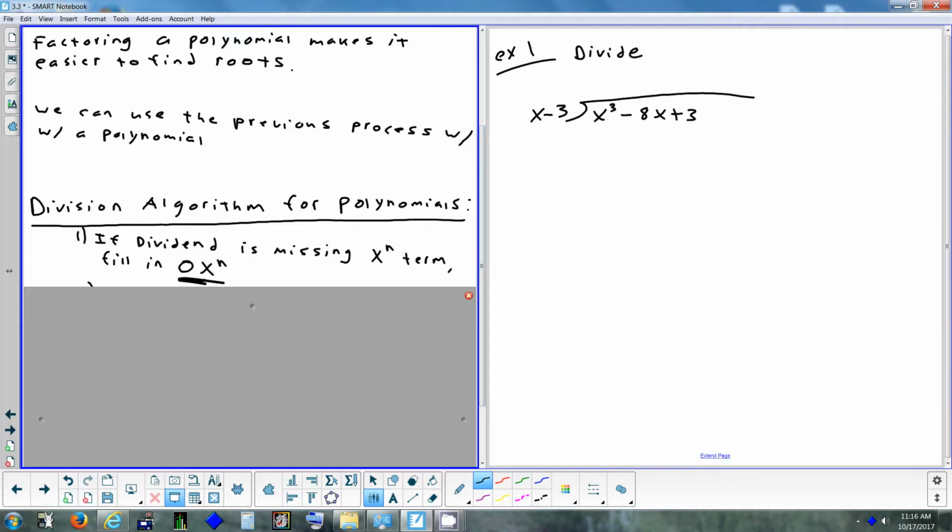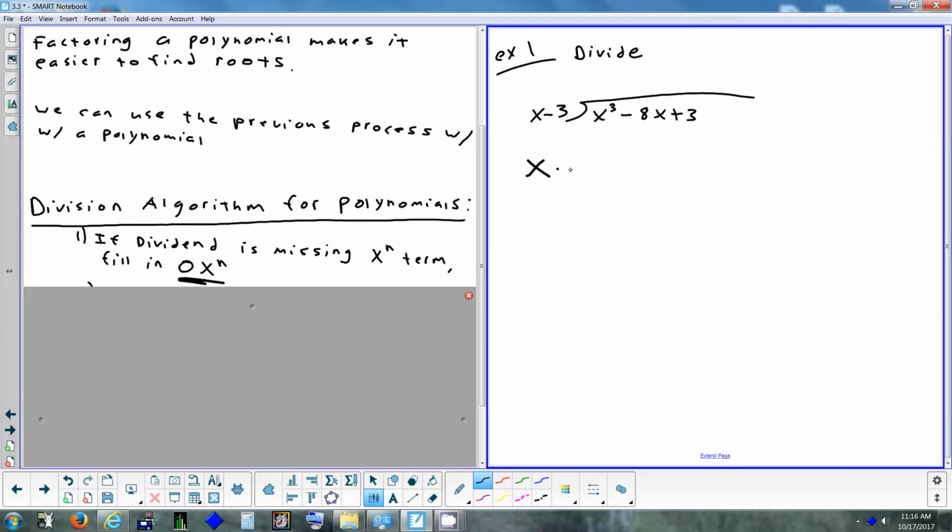So before I even do anything, I'm just going to rewrite the problem. X minus 3. Put x cubed. Fill in 0 for x squared. Minus 8x plus 3. Is that 8? Yeah, that's an 8.